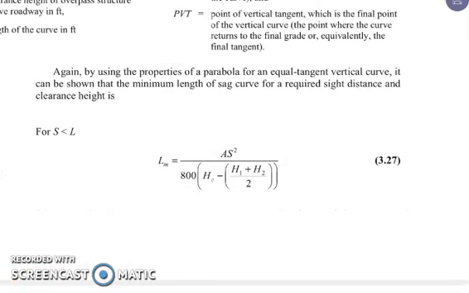So again, by using the properties of the parabola for an equal tangent vertical curve, we can get the value for the minimum length of the sag curve for a required sight distance and clearance height. When our sight distance is less than L, we use this equation. H_C is the height of clearance, H1 is the driver's eye height, and H2 is the object's height. A is the absolute value of the difference between G1 and G2. S is the sight distance.